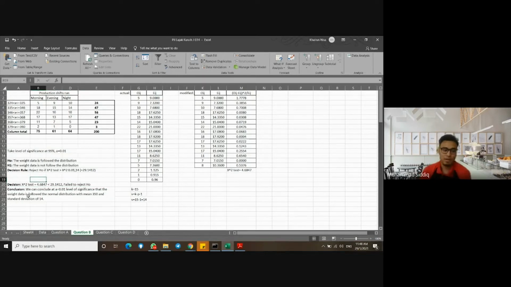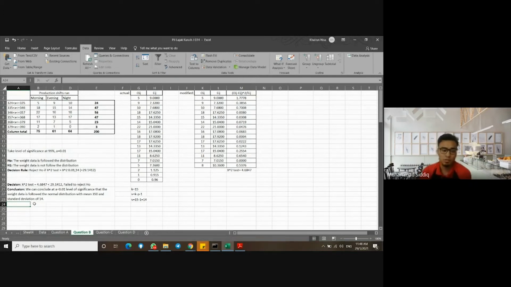which is less than chi-square 0.01, 14 that we got from the table. So follow the decision rule: if the value of the test is greater than the value from the statistic table, we must reject. But the value we got is less than the value in the statistic table. So we fail to reject the H naught.